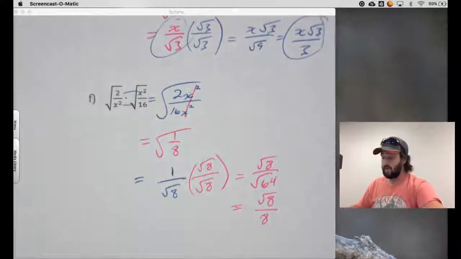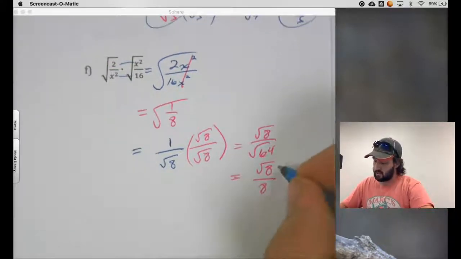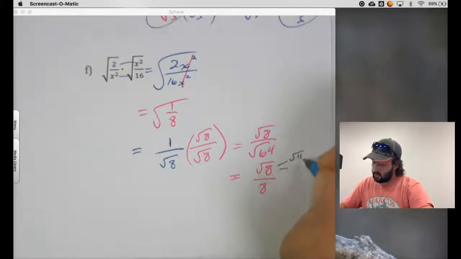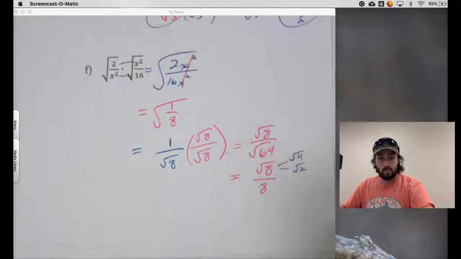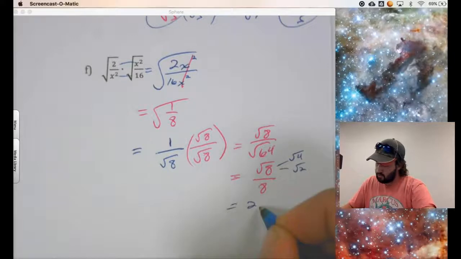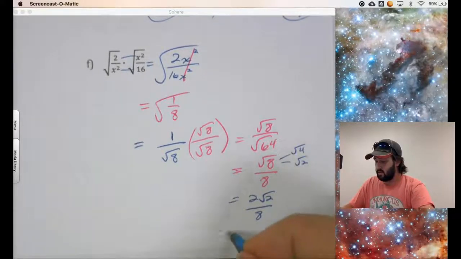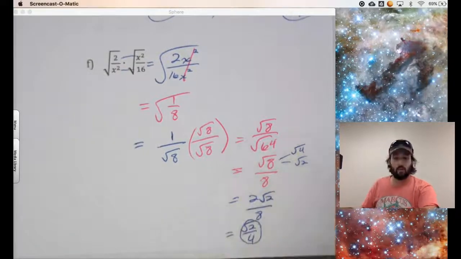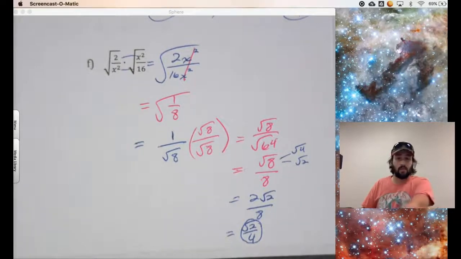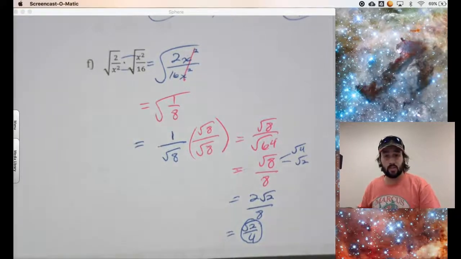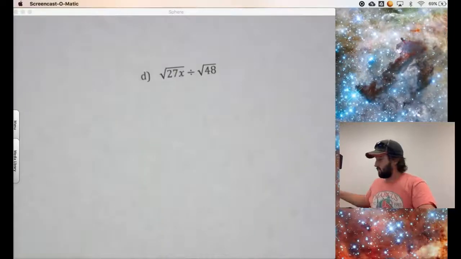And then this square root of 8 will actually simplify as well, because this is the square root of 4 times the square root of 2. Square root of 4 is 2, so this gives me 2 root 2 over 8. 2 over 8 will simplify, so this becomes root 2 over 4. That would be your final solution. Remember, you guys have a calculator as well, so you can always check this in the calculator to make sure you're simplifying this right. All right, moving on.